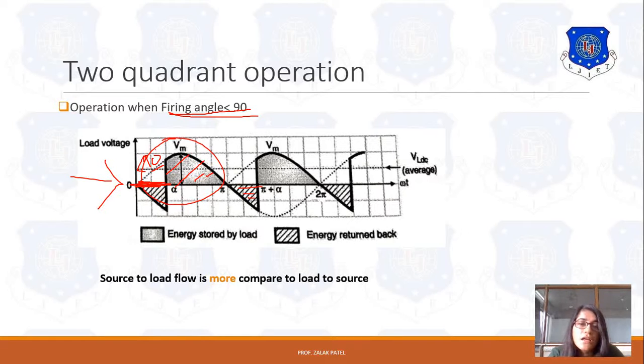Now in the incoming sessions we will see how this full converter operates when the firing angle is equal to 90 degree, and when the firing angle is greater than 90 degree, how it operates as an inverter.